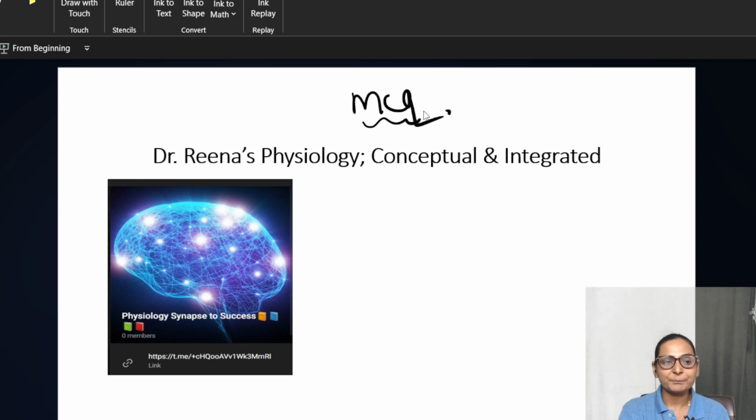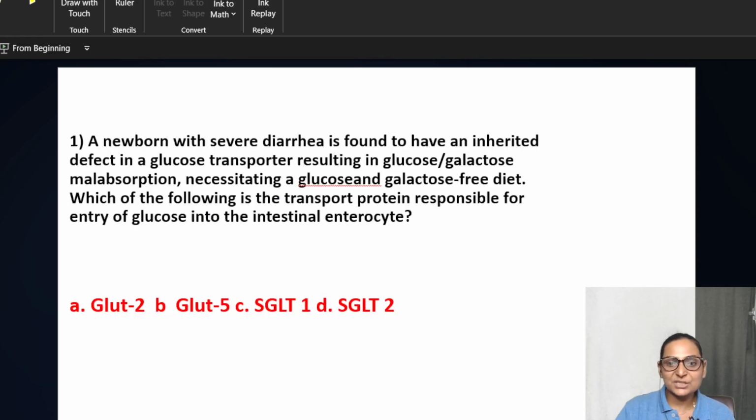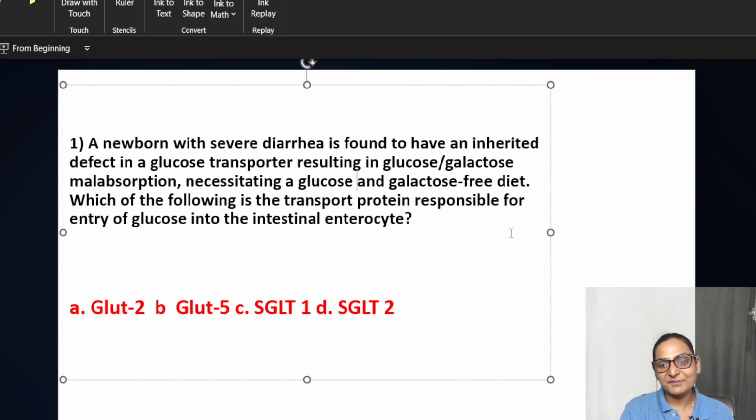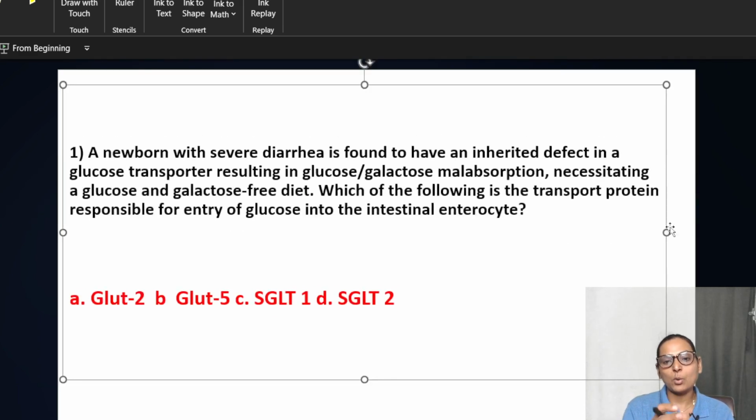So today I am going to take an MCQ that is related to our GIT, and I want to ask you a simple physiology, but I am going to place it in the form of a clinical based scenario, which is a very typical pattern of the MCQs these days.